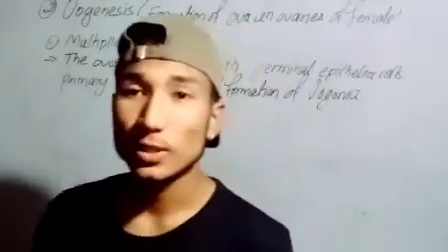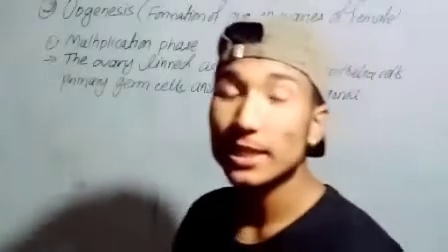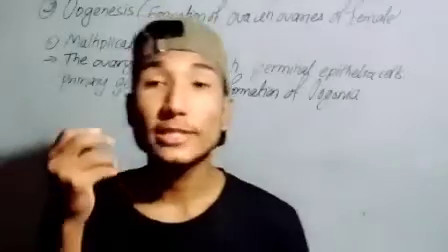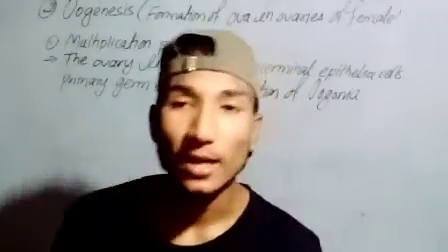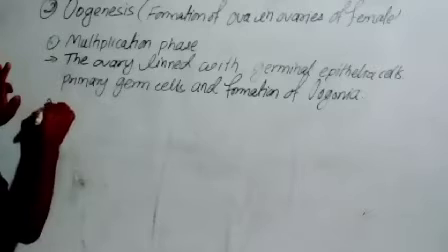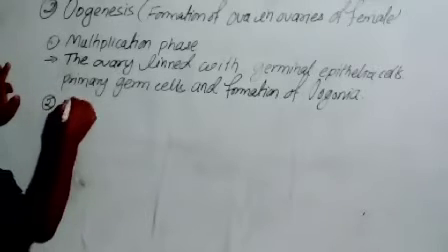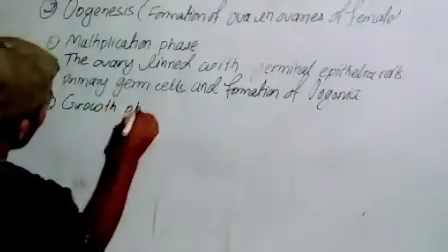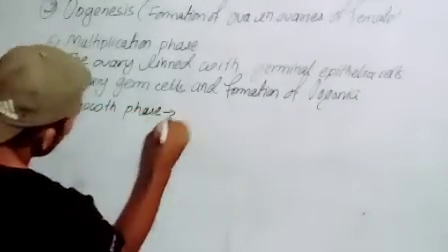yolk. So in this phase, the oogonia increase their size due to utilizing and taking of yolk, and that is called the oogonocytes. Okay, in the second phase, that is the growth phase.